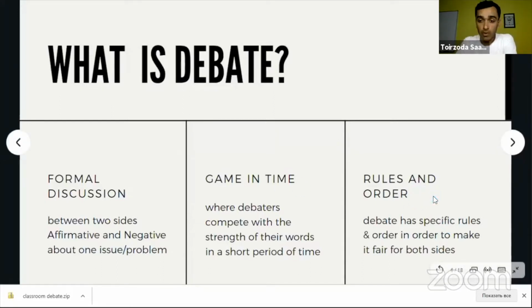And debate also has rules and order. Debate has specific rules and order in order to make it fair for both sides. In a simple discussion, we see that those who have a louder voice, those who have more confidence, will speak all the time. And the inactive students will remain inactive. They will just listen. So in discussion, we can't encourage everyone to speak. In debate, on the other hand, we can, because every speaker, every debater, every student has an equal chance to have a speech.